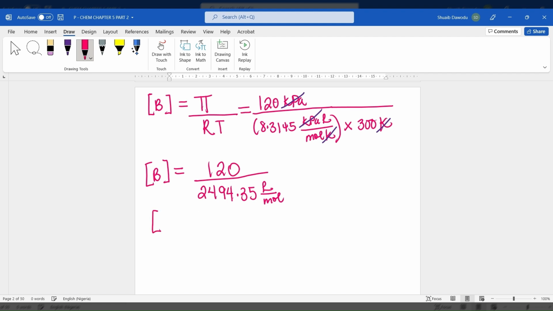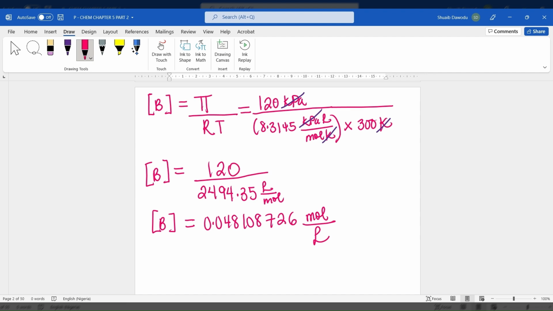You have the molarity to simply be equal to 0.048108726. And of course, the inverse of liter per mole will just simply be mole per liter. So this is actually the concentration of the solutes. We don't know what the solute is in this case because we're not given. So the fact that the question just says solute B, we're just going to call it solute B.